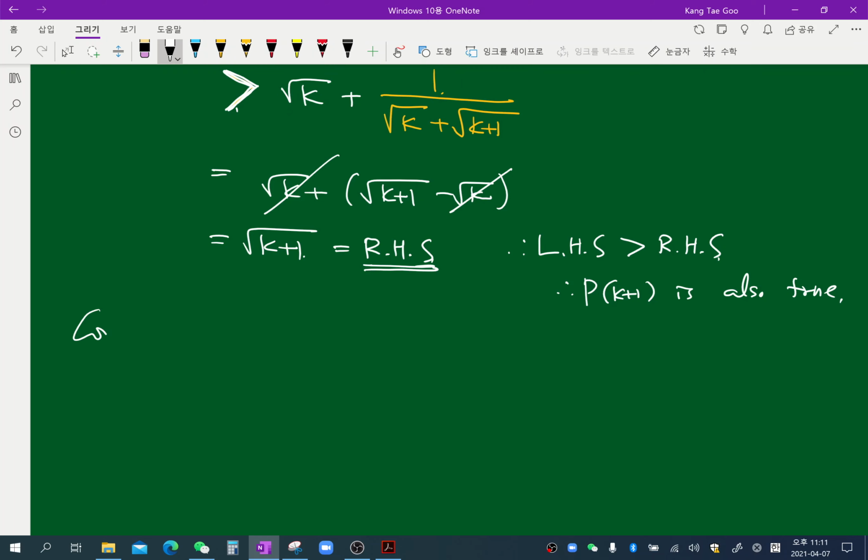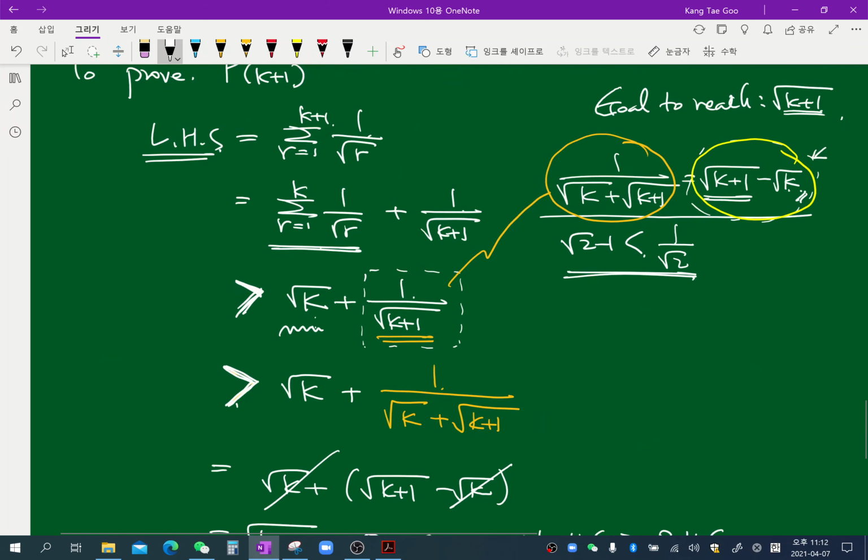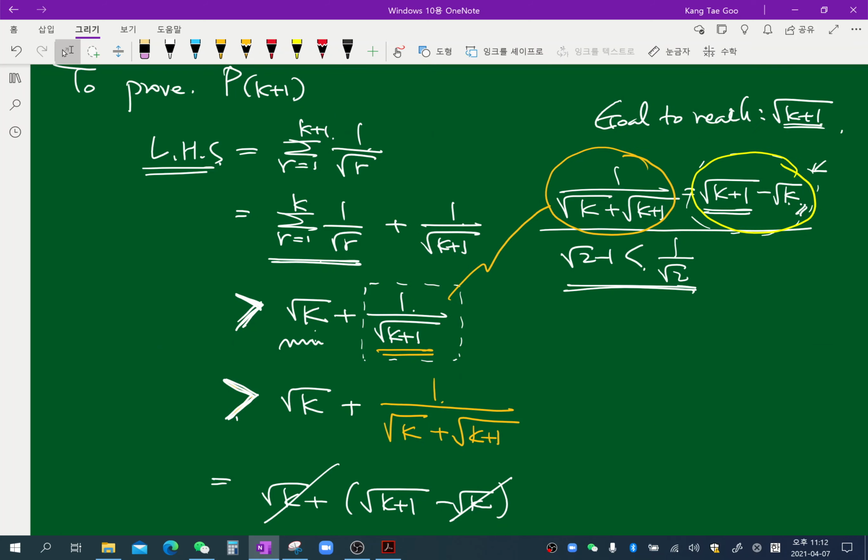Then, consequently, blah blah blah blah. Yeah, you can just copy the same sentence here. Correct? Yeah, this is the second example, inequality. Up to here, yeah, that's the same thing.